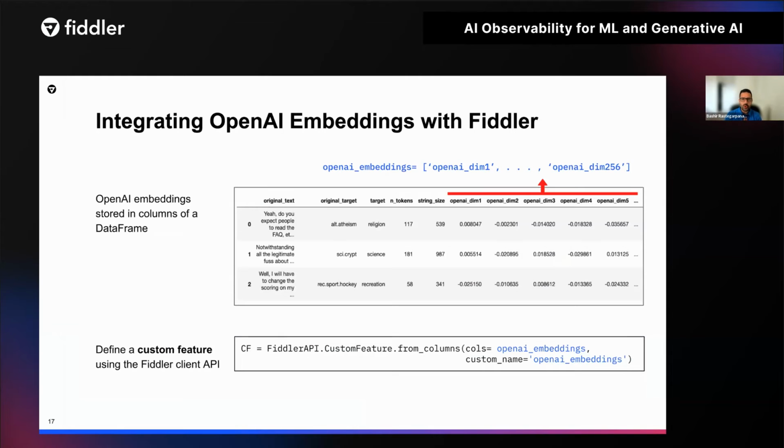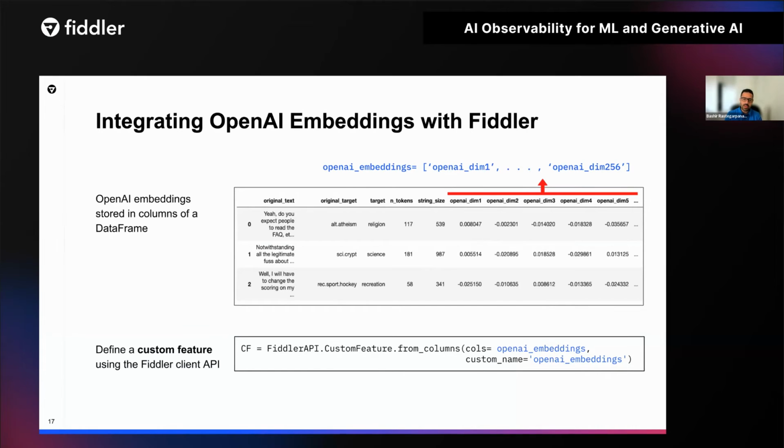Now I'm going to show you an example of how you can integrate OpenAI embeddings with Fiddler. So assume you have a data frame in which you have stored the OpenAI embeddings in a subset of columns. The columns here include the OpenAI embeddings.